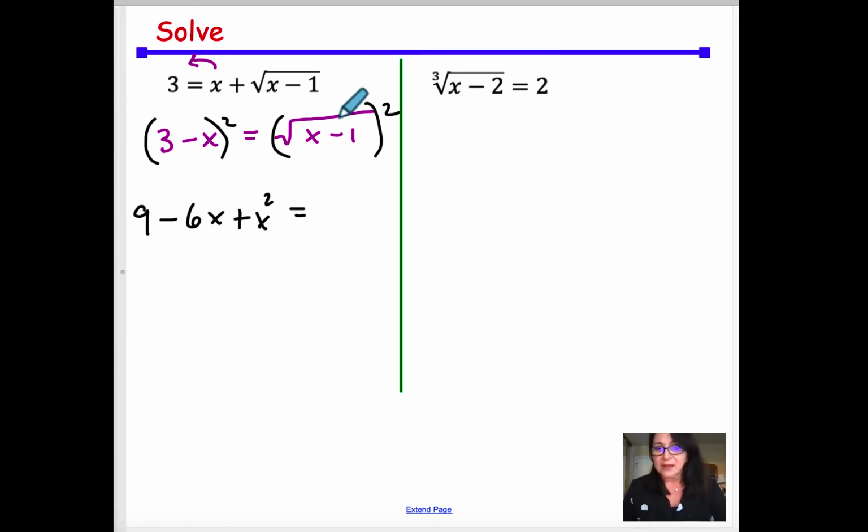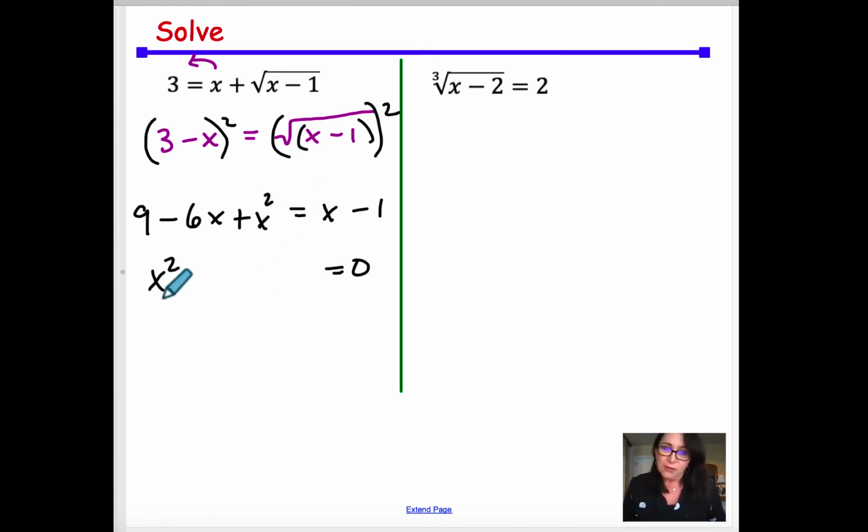On the right, when I square this quantity, the square root just comes out, and when I square a square root, the 2 and the 1/2 cancel, so I'm left with x minus 1. What I notice about this equation is that it is quadratic, which means I do need to set it equal to 0. And in doing that, I'm going to move everything over to the left-hand side. So I'm going to put everything in like order.